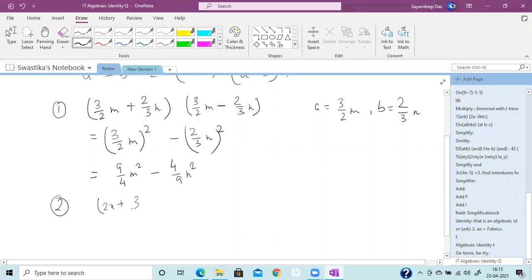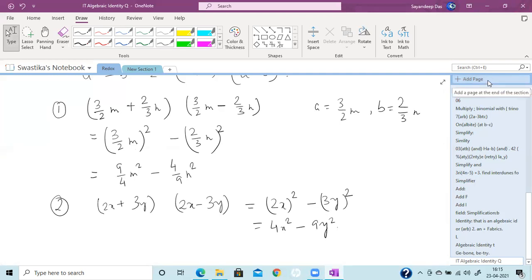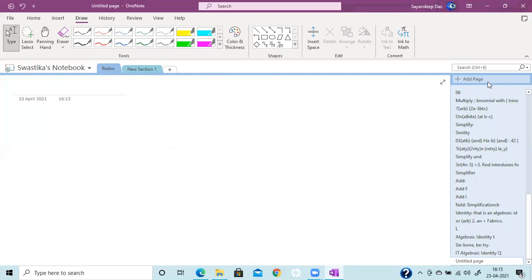Suppose (2x + 3y) into (2x − 3y). So see, this is clearly (a + b) into (a − b). So you can write now (2x) squared minus (3y) squared. So this is equal to 4x² − 9y². So the multiplication is becoming very easy if you are applying this third identity, that is (a + b)(a − b) = a² − b².